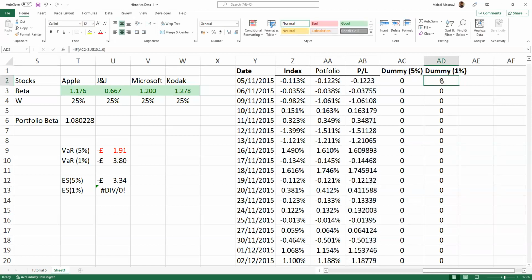So in defining the dummy, I should say if this value is less than the value at risk of 1%, which I'm going to fix, then put 1, otherwise 0, and then double click to copy down. In that case, everything will be calculated. So the expected shortfall of 1% is 6.8 million, and everything is calculated now. So this is how we can end up with value at risk and expected shortfall using the historical approach.